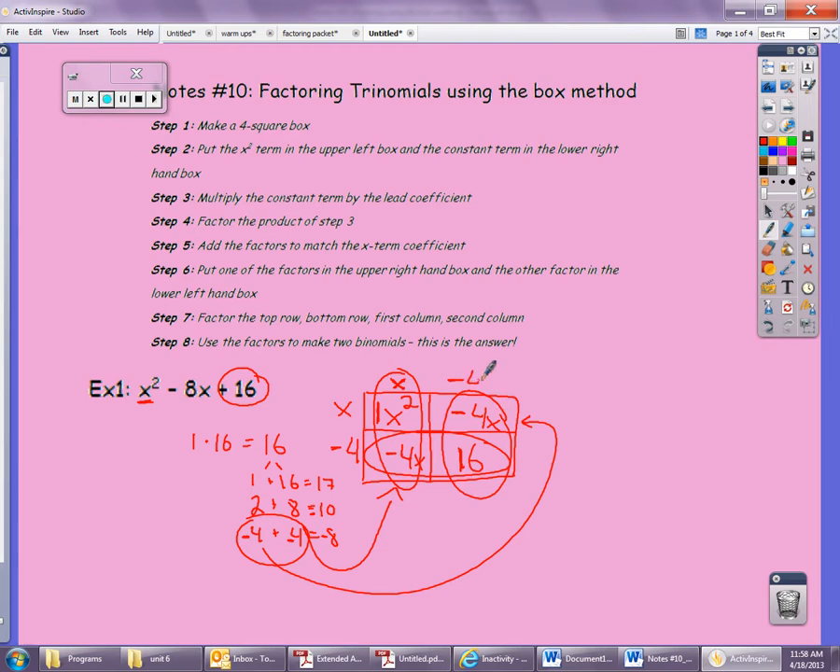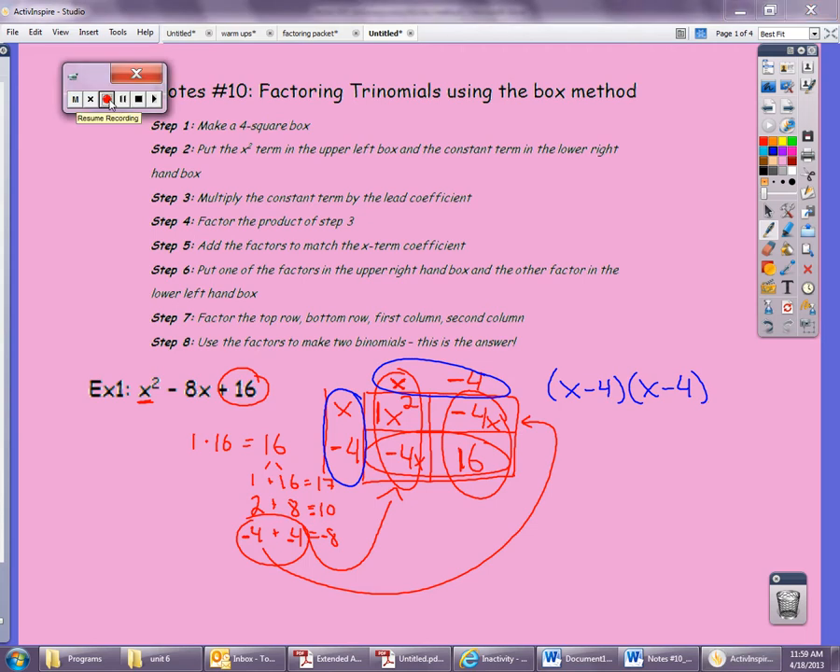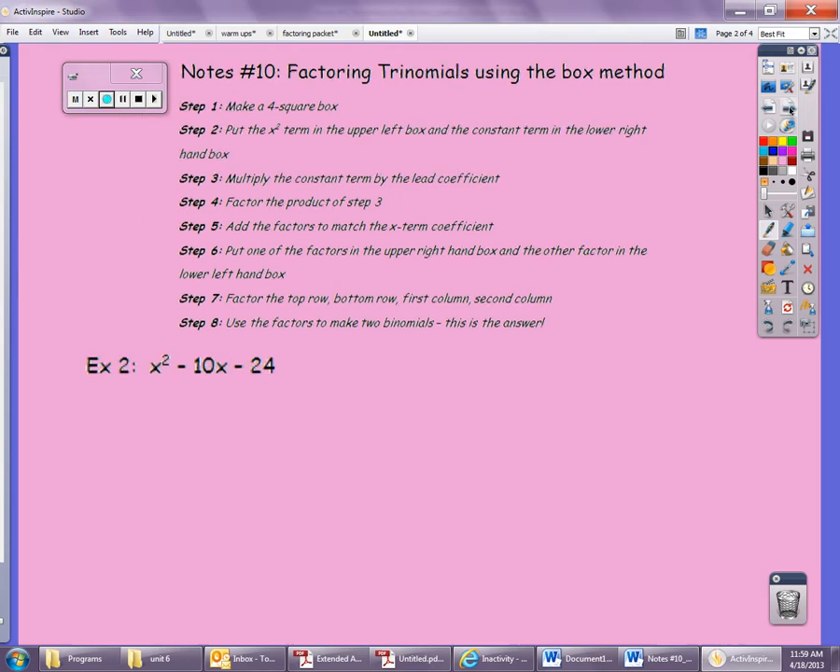Negative 4. So that means that my two binomials, change the color here, we have one, which is x minus 4, and the other, which is x minus 4. So we have x minus 4 times x minus 4. Alright, so that's how we get these answers. Alright, we're going to do 3 more examples, so hopefully by the 4th example, it'll make some sense.